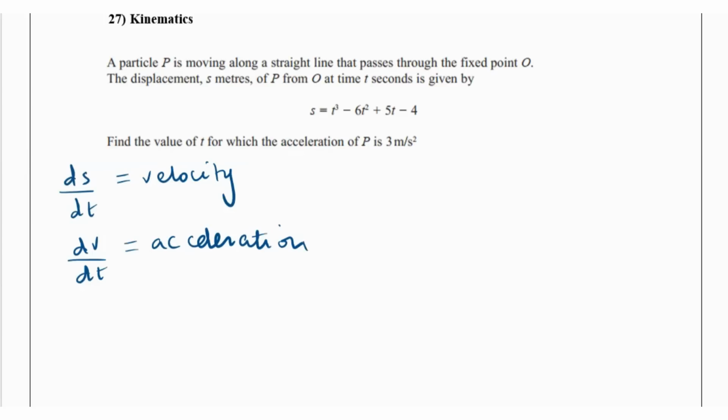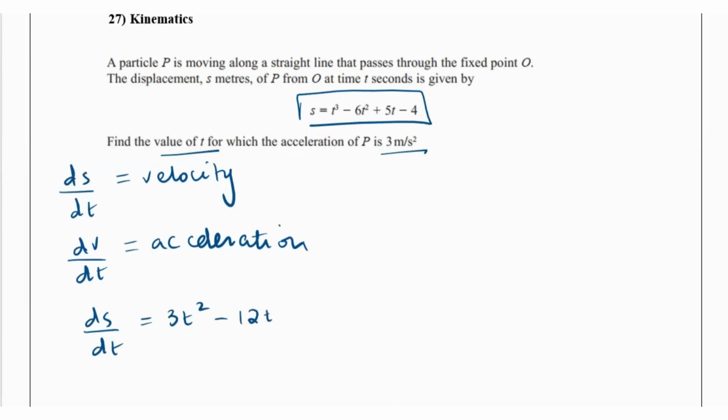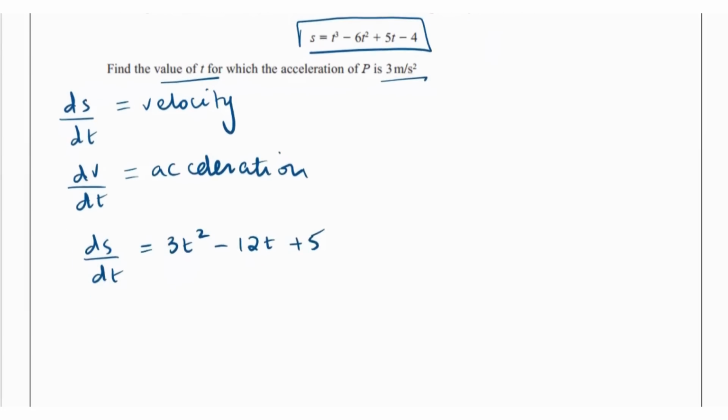Now, they told us that the displacement function is this. We have to find the value of t when acceleration is this. So let's find the velocity function first. ds over dt is going to be 3t squared minus 12t plus 5. Now we differentiate this again to find the acceleration function. So dv over dt is going to be 6t minus 12.